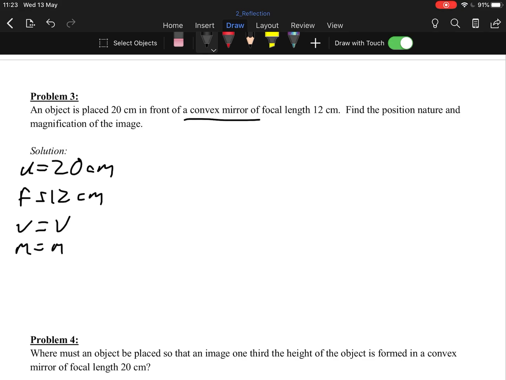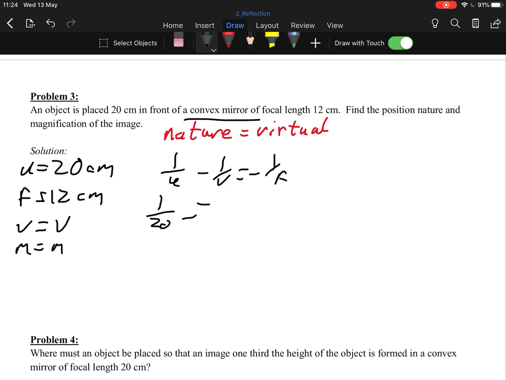All right, so it's a convex mirror, so straight away we know the nature. Okay, and now we have to use 1 over u minus 1 over v equals minus 1 over f. 1 over 20 minus 1 over v equals minus 1 over 12. Minus 1 over v equals minus 1 over 12 minus 1 over 20.